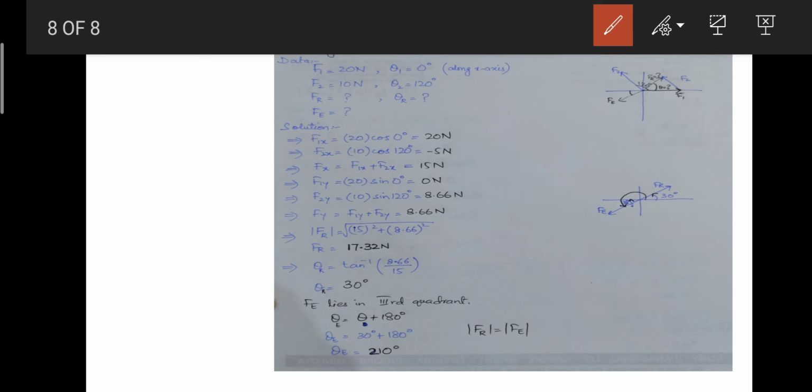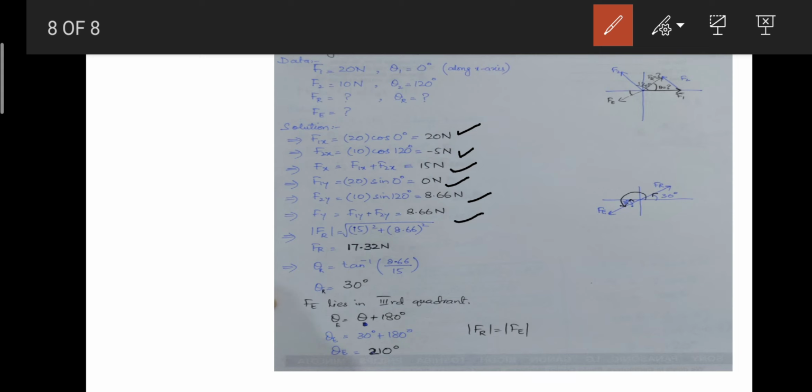I have to calculate FR and FE both. In that sense, first we need f1x, and then I will calculate the value of it. It would be f1x equals to f1 cos theta 1. Putting the values, we get 20 newton. Then f2x, we get the value minus 5 newton. Calculating the x components, adding up, we get 15 newton. Then f1y 0 newton. Then f2y to be 8.66 newton. Then summing up both, we get 8.66 newton.